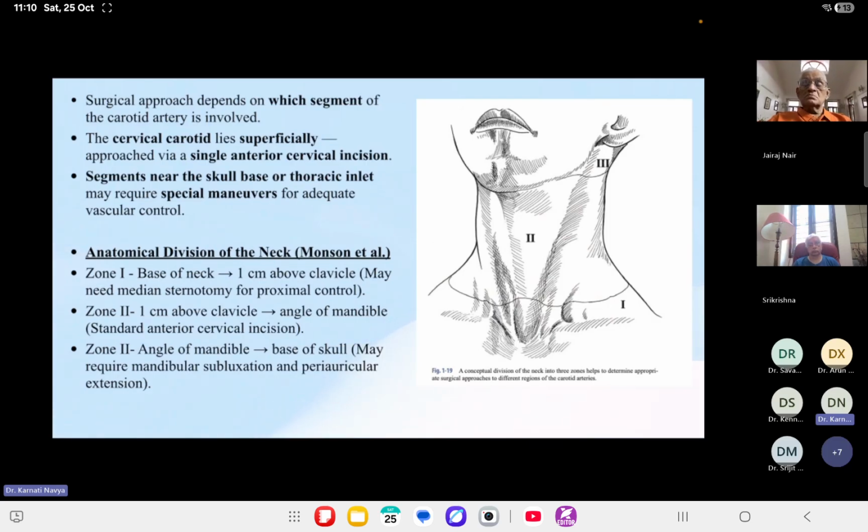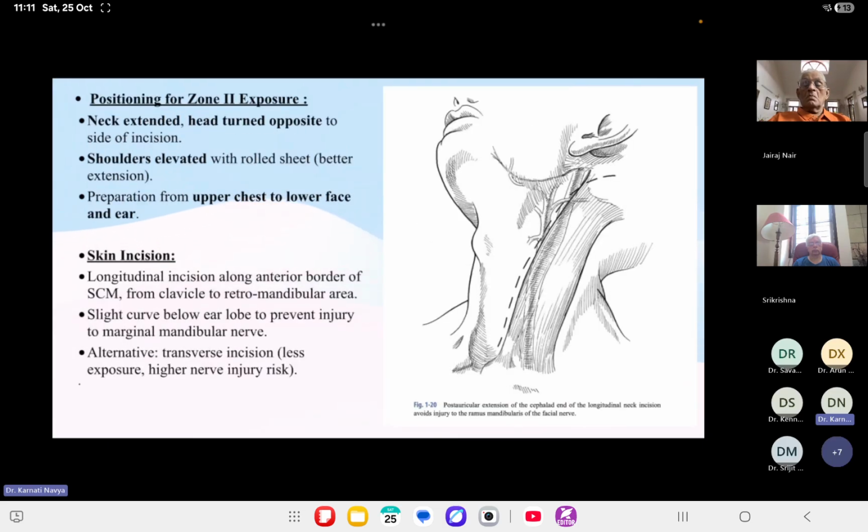The anatomic division of the neck, according to Monson et al.: zone 1 extends from the base of the neck to 1 centimeter above the clavicle. This zone may need median sternotomy for proximal control of the vessel. Whereas zone 2 is from 1 centimeter above the clavicle to the angle of the mandible. This is a standard anterior cervical incision. And zone 3 is from the angle of the mandible to the base of the skull. It may require mandibular subluxation and periauricular extension.